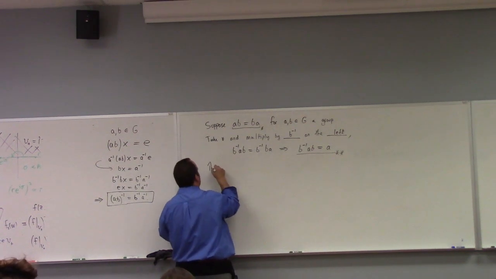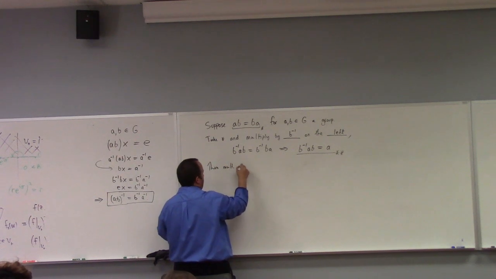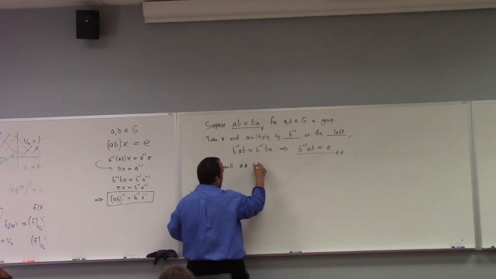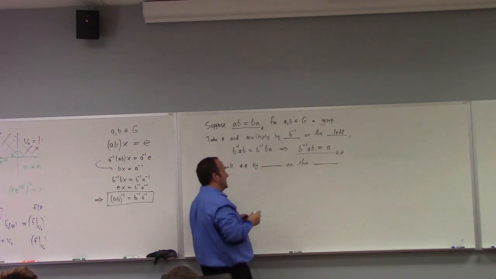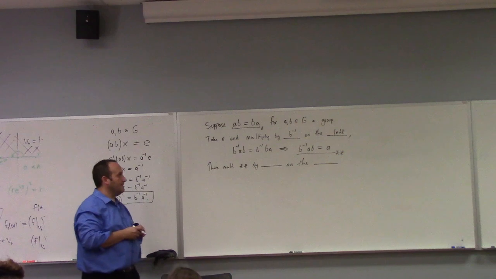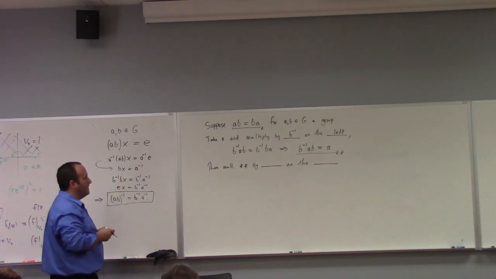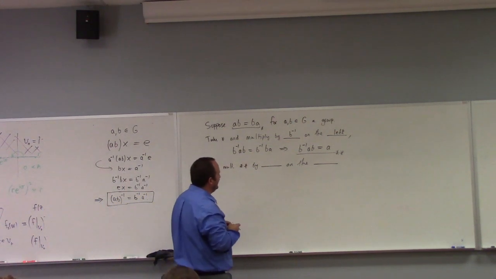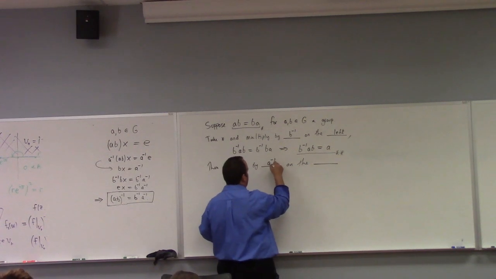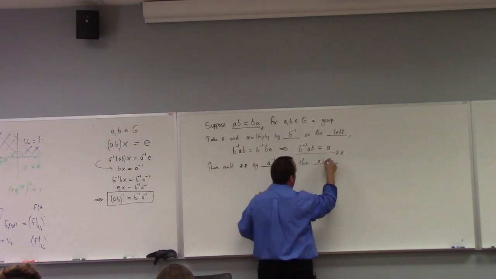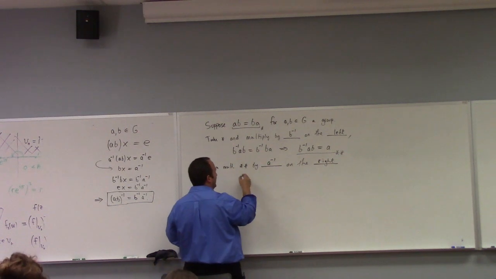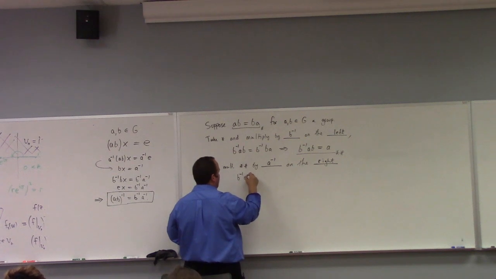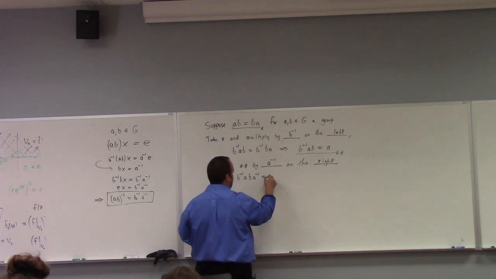Then multiply star star by blank on the blank. You guys fill in the blanks for me. By what? A inverse on the right. Let's see if that helps us out. So then we get B inverse A, B A inverse equals E.